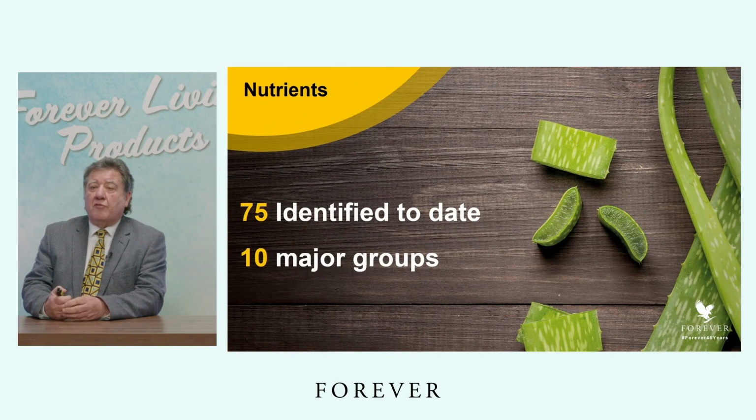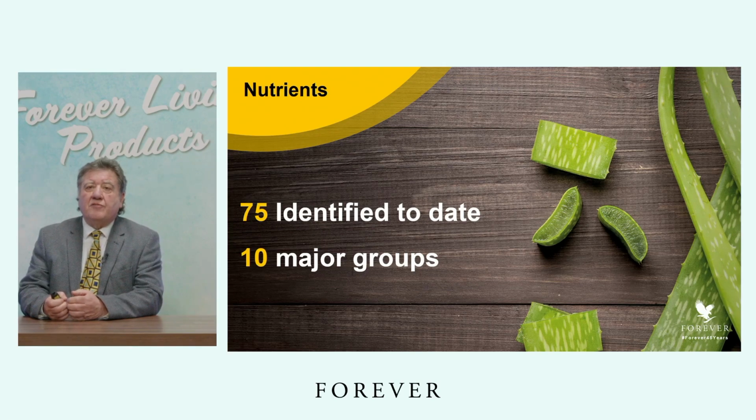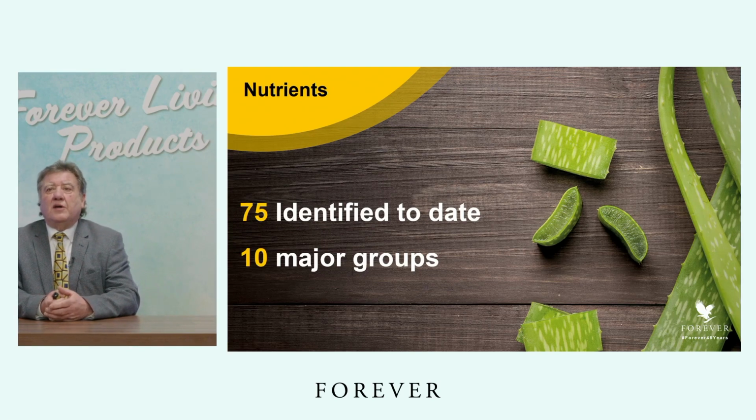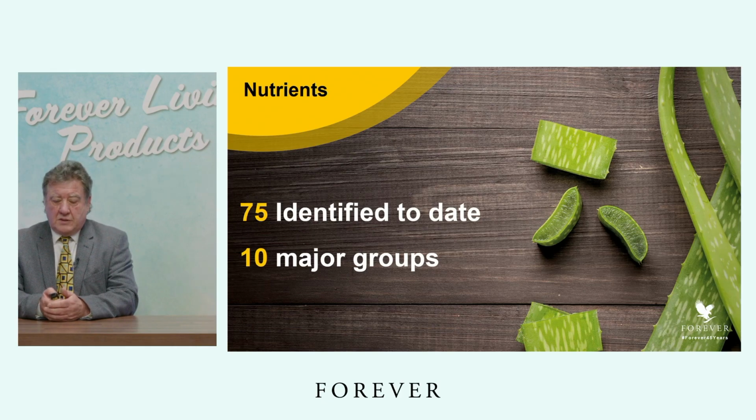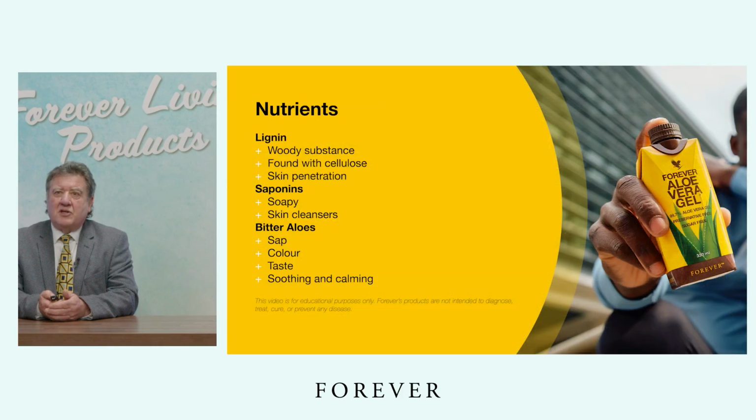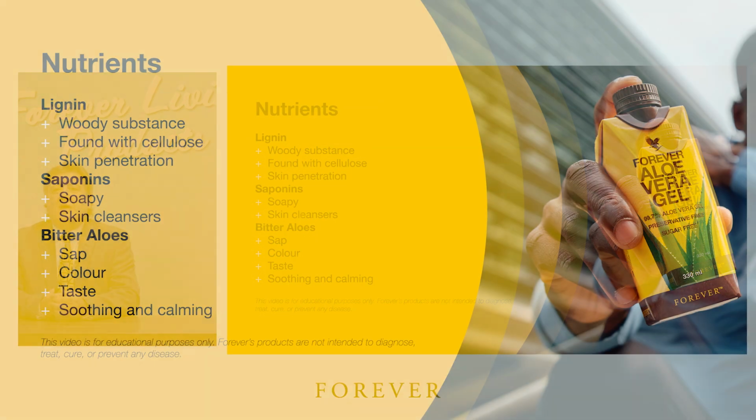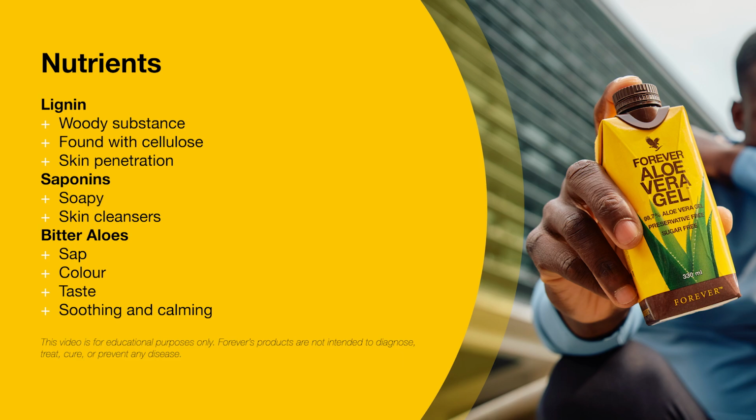In aloe itself, there are several hundred different nutrients. So far around 75 have been identified, and we class them into 10 major groupings. Now you can get quite involved with this and bogged down because you're going to start looking at all the different vitamins and minerals and other carbohydrates found in aloe, but we'll just go through them briefly. All you need to know is where to find them. So if somebody asked you a question, you know where to look to see if it's found in the aloe.